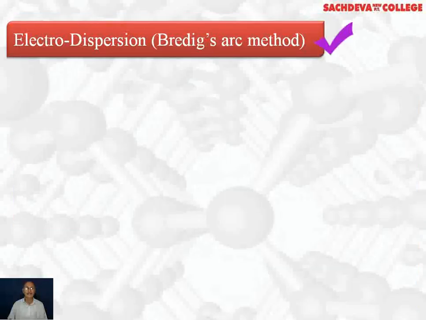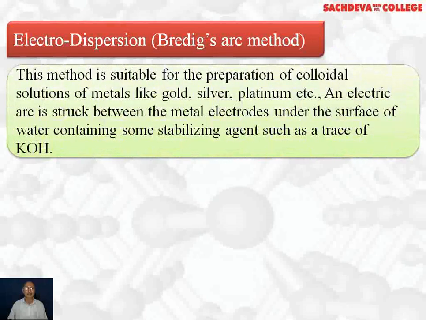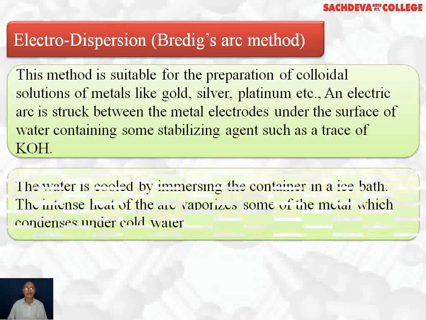Next we are taking electro-dispersion. This method is called Bredig's arc method. This method is suitable for preparation of colloidal solutions of metals like gold, silver, platinum, etc. An electric arc is struck between the metal electrodes under the surface of water containing some stabilizing agent such as a trace of KOH. The water is cooled by immersing the container in an ice bath. The intense heat of the arc vaporizes some of the metal, which condenses under cold water, forming a colloidal solution.